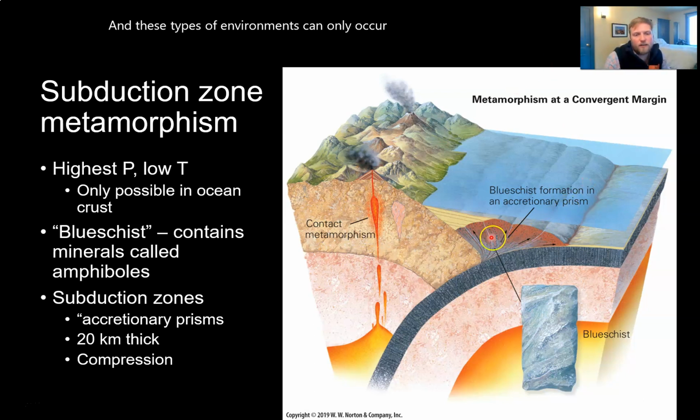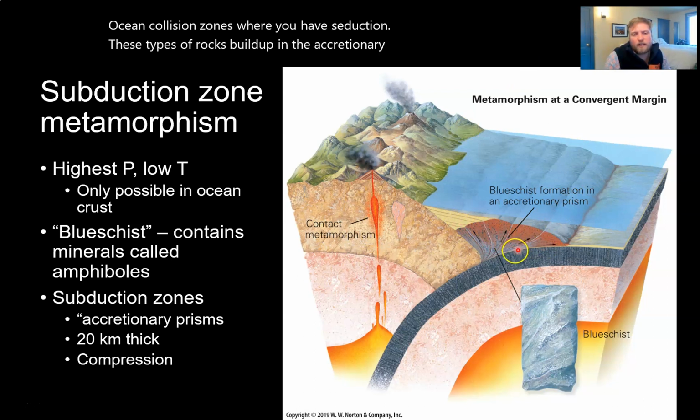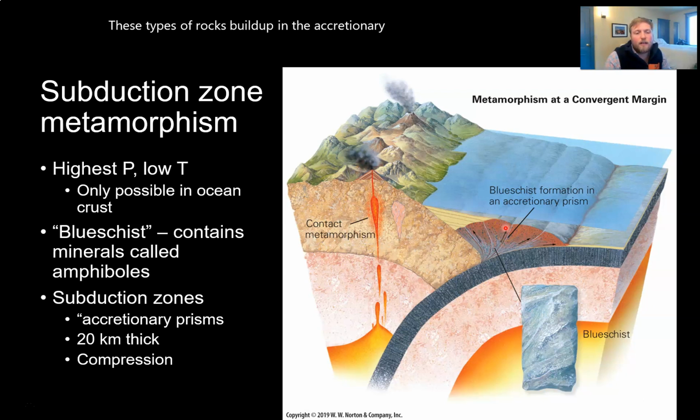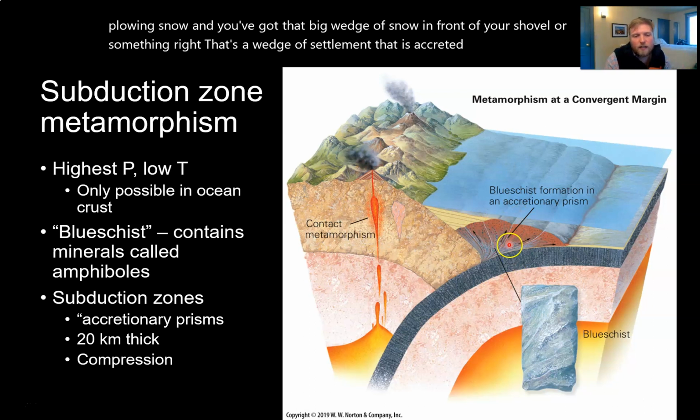These types of rocks build up in the accretionary wedge, which is basically like the pile of rocks that forms above the trench. So kind of think of it as like when you are plowing snow and you've got that big wedge of snow in front of your shovel or something, right? That's a wedge of sediment that is accreted. That is what's going on in blueschist formation: you have extremely high pressures, relatively low temperatures.